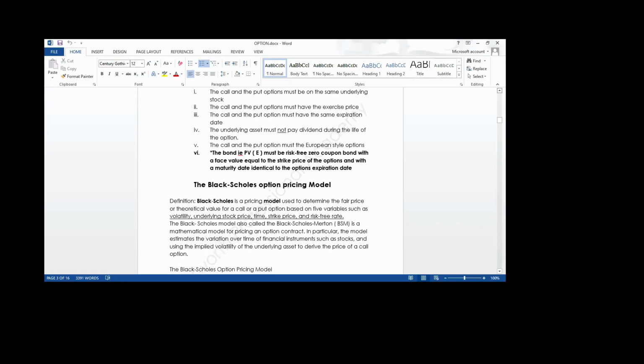Now the question is, how do we determine the premium we pay? How can we compute premium? There are different models that can be used to calculate premium. However, ICAN has selected the Black-Scholes option pricing model. We have the binomial model, but currently ICAN has been examining the Black-Scholes option pricing model. The Black-Scholes model can be used to determine the fair price or the theoretical price.